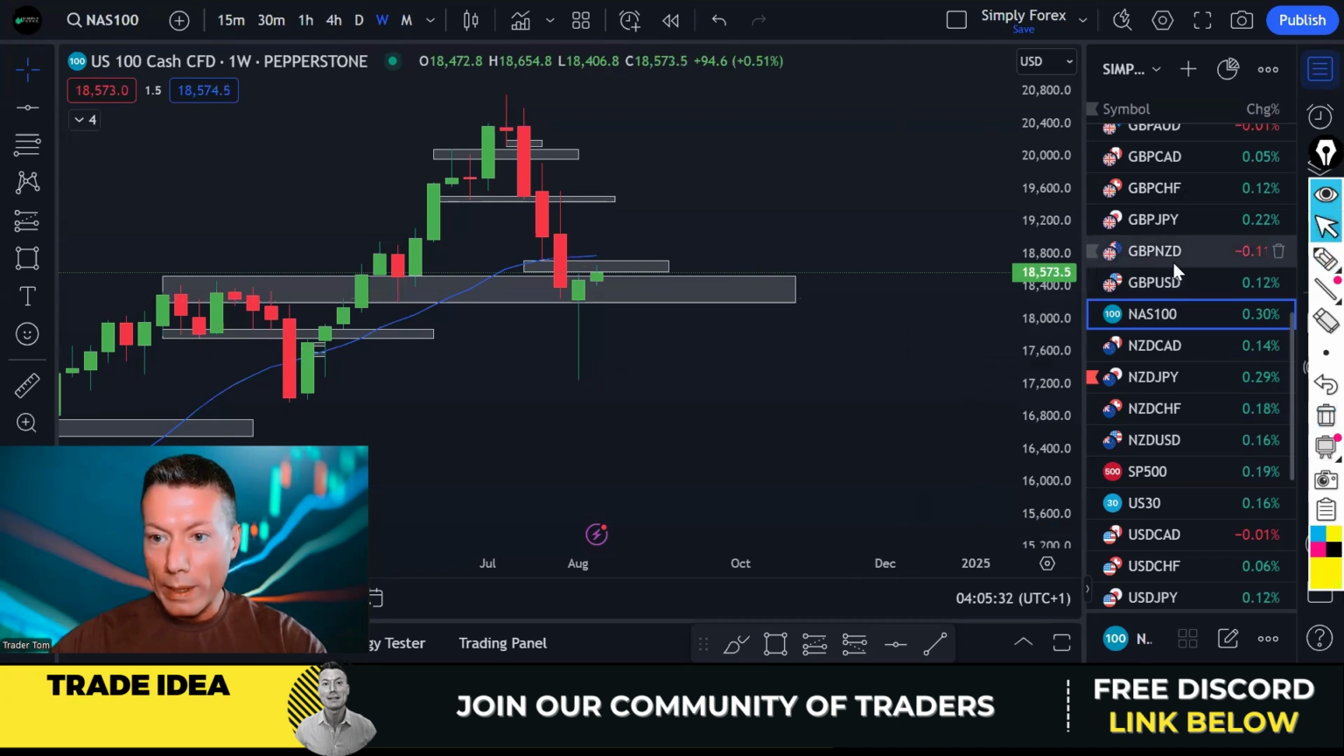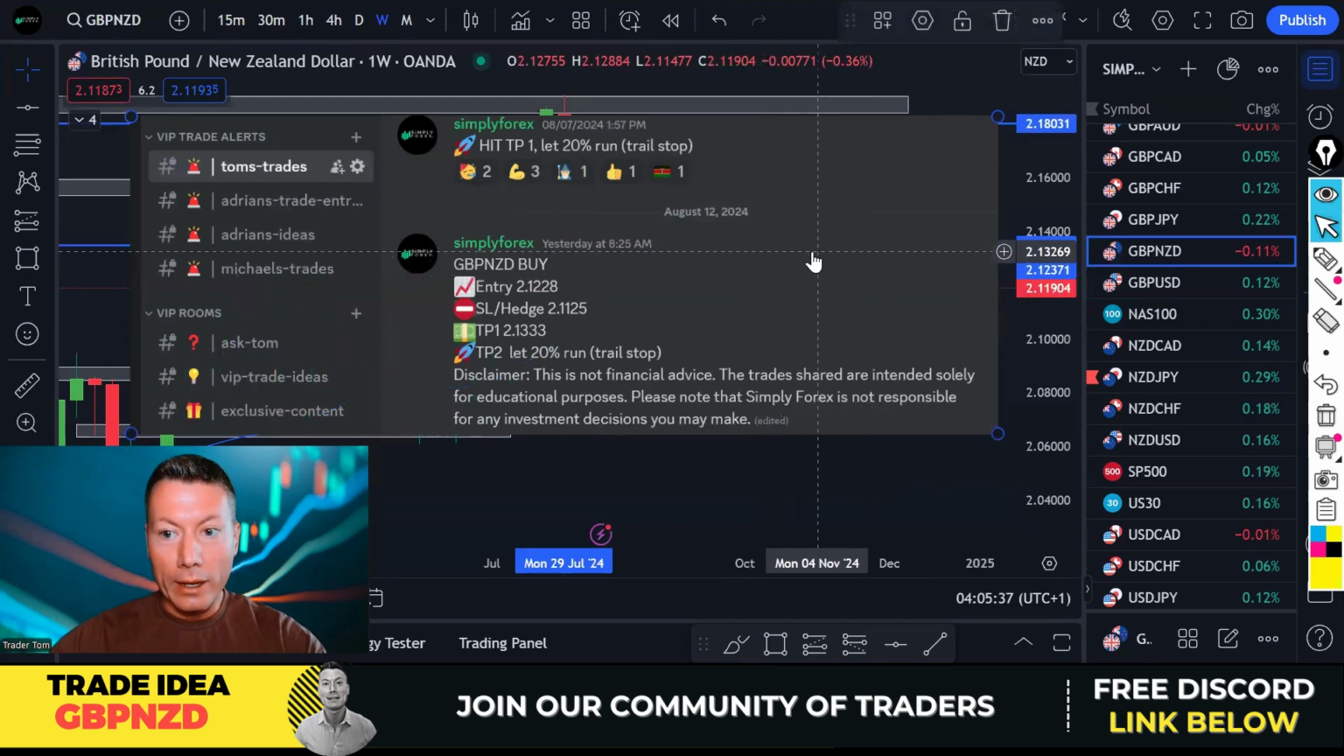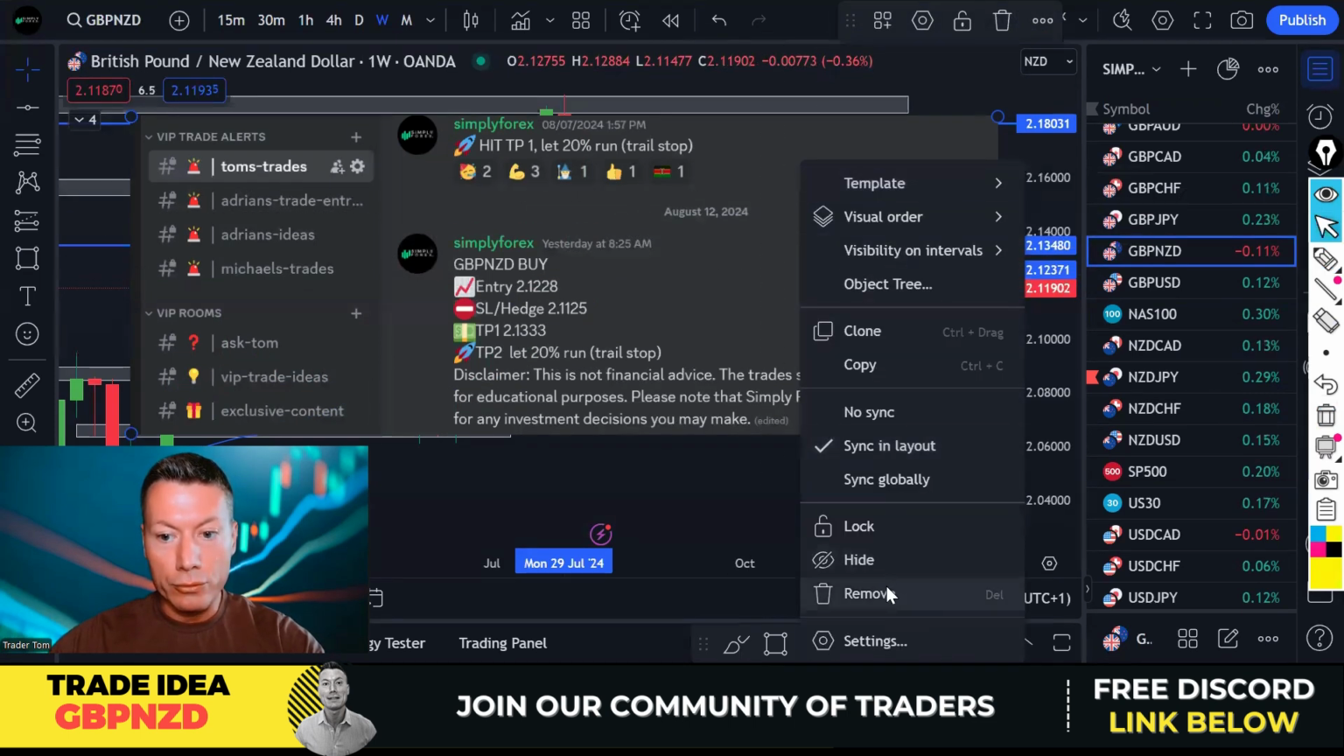First and foremost, we are looking at pound New Zealand dollar, right? You can see I took a trade on this yesterday. Okay, and I still think we're good for longs on this pair as well. So this was my trade from yesterday, pound New Zealand dollar. This was my entry, my stop loss, and my take profit. Okay, now I'm still in this trade, which is why I wanted to show you this, but let's remove this.